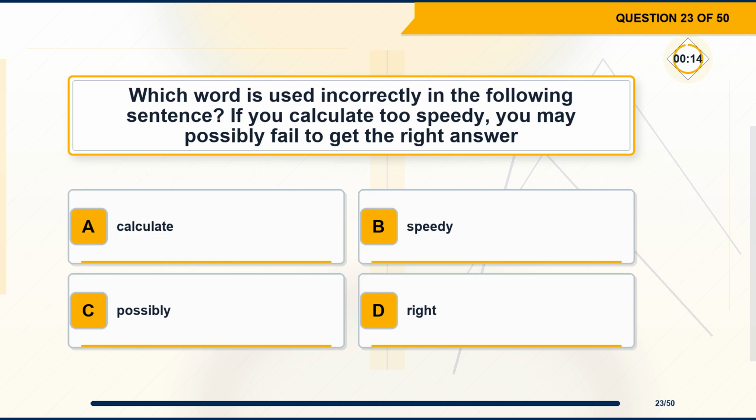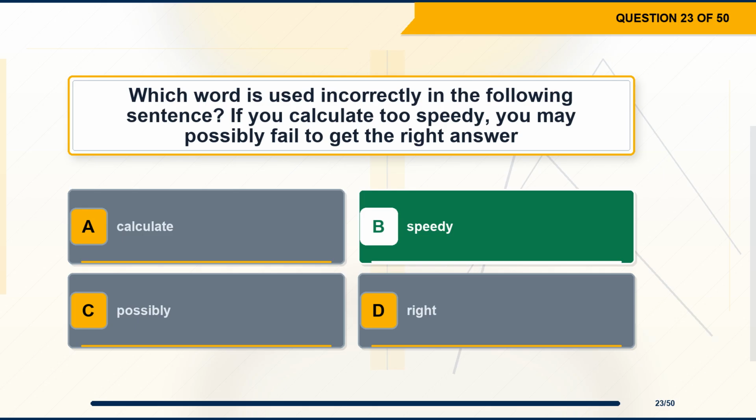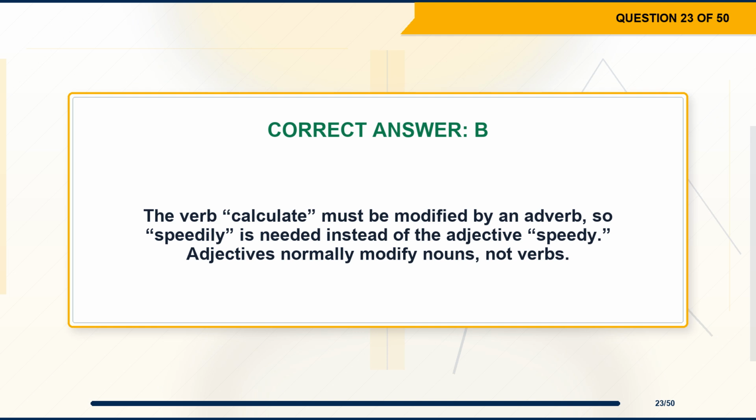Question 23. Which word is used incorrectly in the following sentence? If you calculate too speedy, you may possibly fail to get the right answer. Option A, calculate. Option B, speedy. Option C, possibly. Option D, right. The correct answer is option B, speedy. Explanation. The verb calculate must be modified by an adverb, so speedily is needed instead of the adjective speedy. Adjectives normally modify nouns, not verbs.